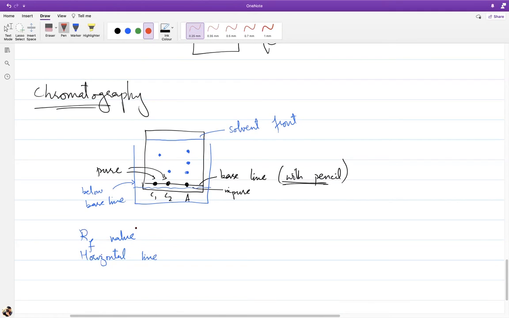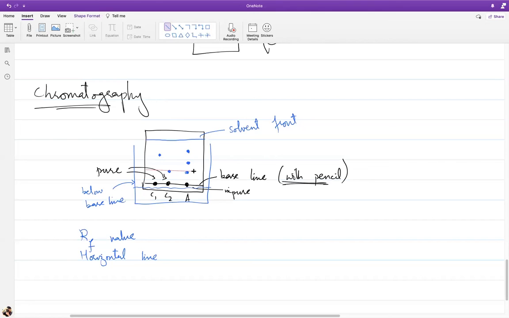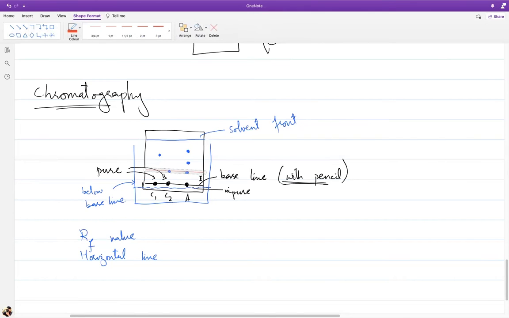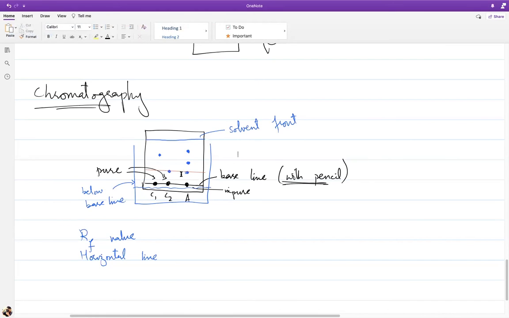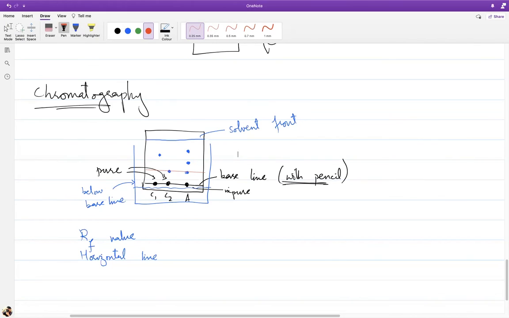The main idea is that things that are the same will travel the same distance. So if I draw a horizontal line, let's suppose I draw a horizontal line here. Chemical 2 and this spot is on the same level. So they are the same thing. So the principle on which chromatography is based is same substances reach same level. That is the main defining principle of chromatography. So I draw a horizontal line, they have the same distance. So we will determine that A has C2.